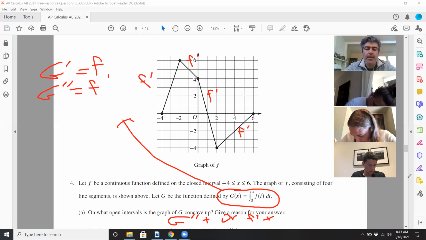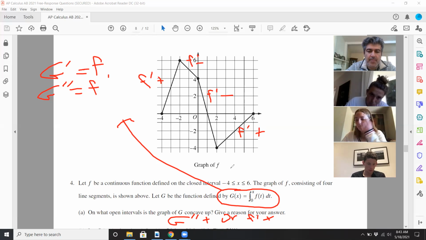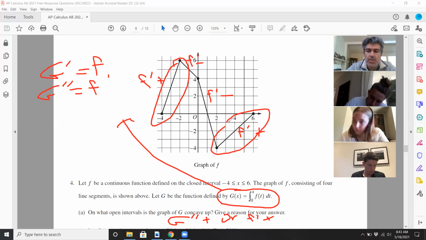Okay, so hopefully you realize that F prime is positive here, negative here, positive there. Concave up means G double prime has to be positive or F prime is positive. So it should be obvious that we're looking over here and we're looking over here. So your answer is going to be from -4 to -2, union from 2 to 6.